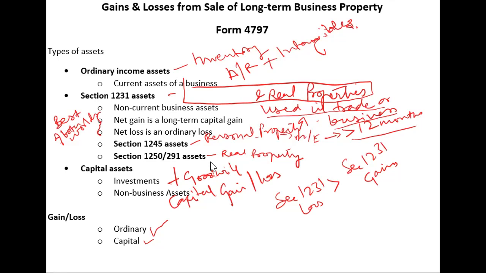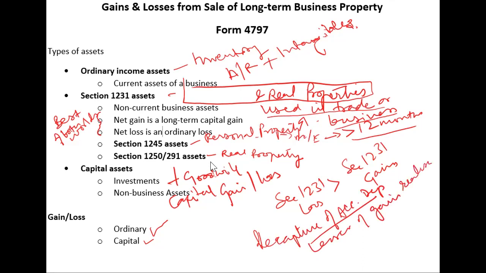So for section 1245, to find the recapture of accumulated depreciation, the lesser of gain realized or accumulated depreciation will be considered as the section 1245 depreciation, gain or loss.